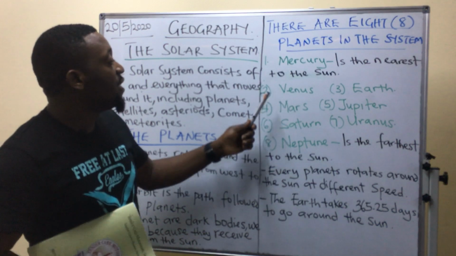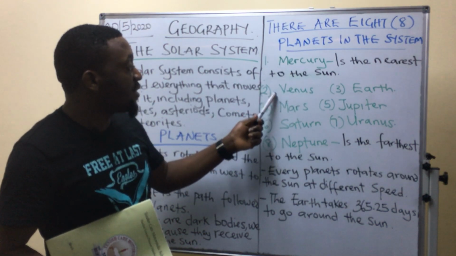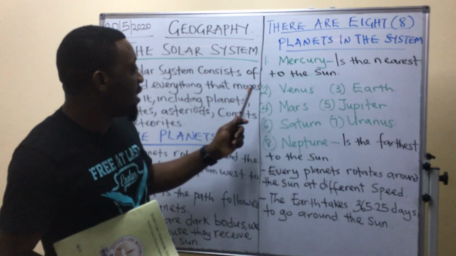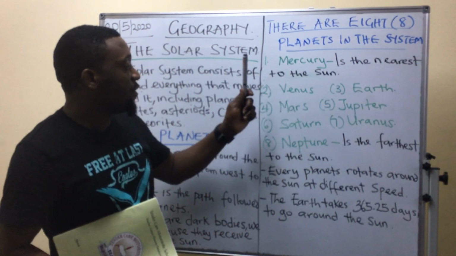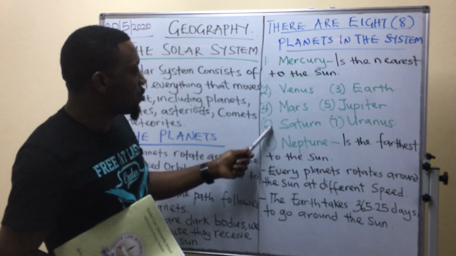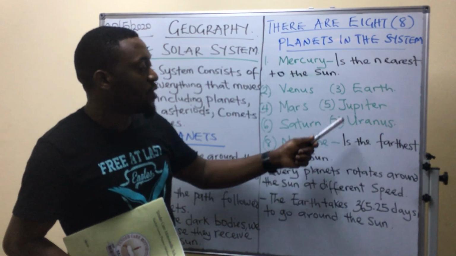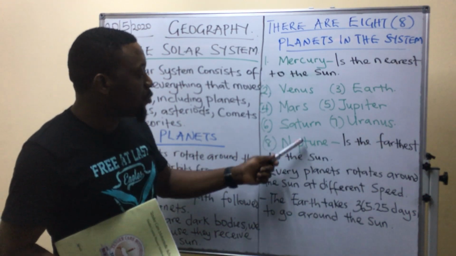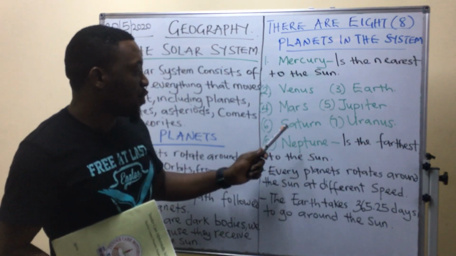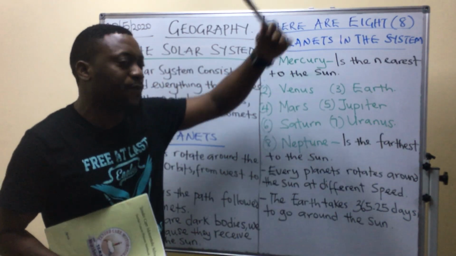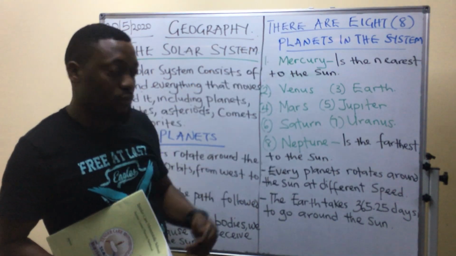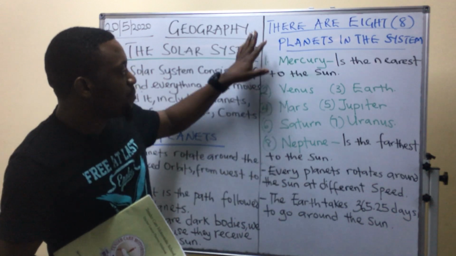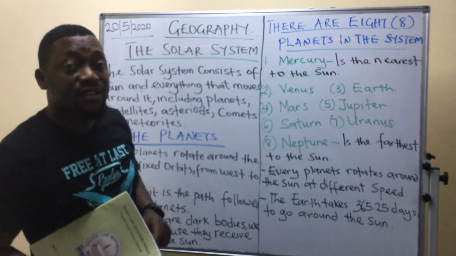The second planet is Venus. The third one is the Earth. The fourth one is Mars. The fifth one, Jupiter. The sixth one, Saturn. The seventh one, Uranus. Then the eighth one, which is the last planet, is Neptune. Neptune is the farthest from the sun, so far from the sun. These are the 8 planets that we have in the solar system.